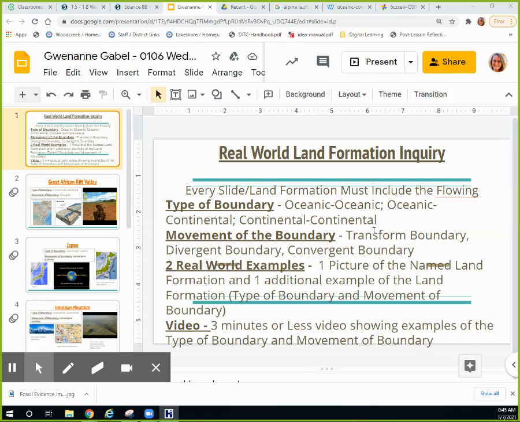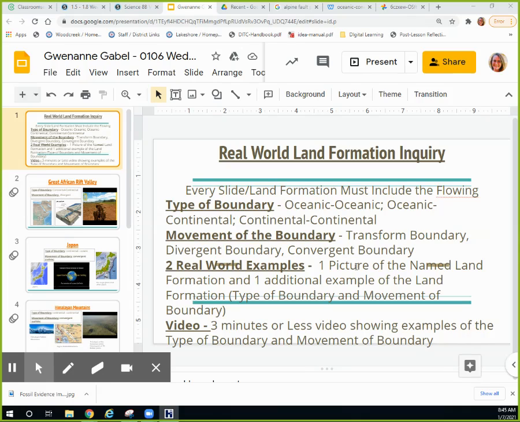And why that's important is because the type of plate and the interaction between the plates is going to determine what type of land formation will occur. So we'll also talk about how those plates move or interact with each other. We have a transform boundary, which means they slide past each other, a divergent boundary, which means they divide, and a convergent boundary, which means they're colliding.